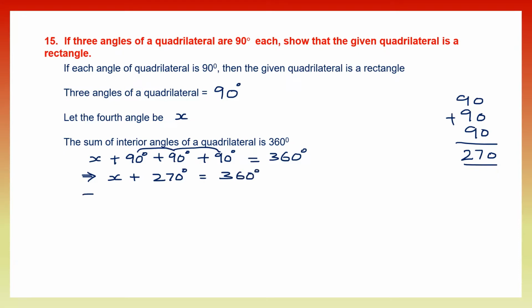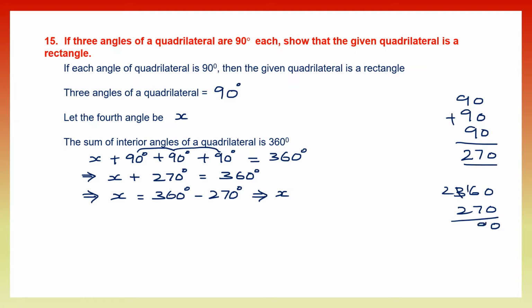Now we can find the value of x. 360 degrees minus 270 degrees. So we'll find the value of x by subtracting these two. So 360 minus 270. 0. Now I need to borrow. 16 minus 7 is 9. So x is equal to 90 degrees. That means the fourth angle is also 90 degrees.